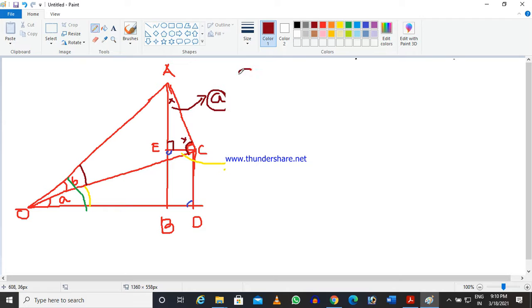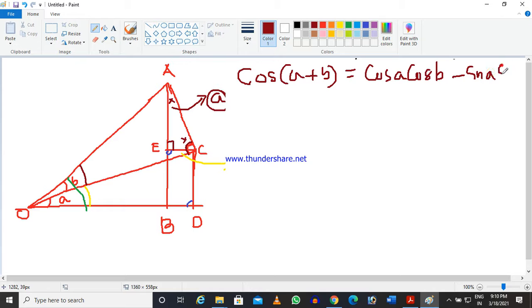If it is cos(A+B), that is equal to cos A cos B minus sin A sin B. If it is minus, then it will be plus.